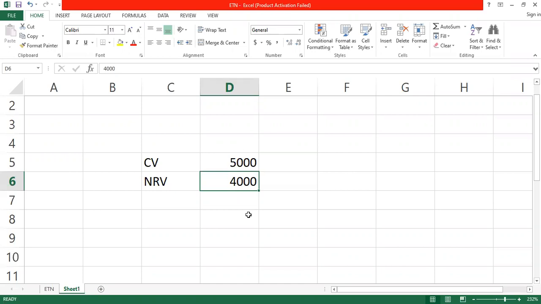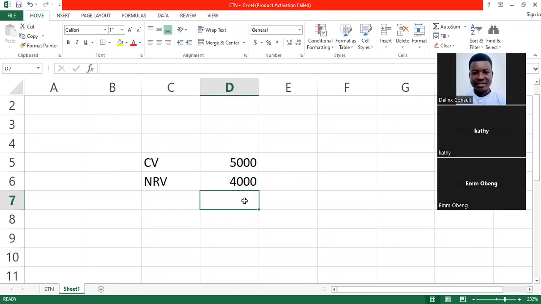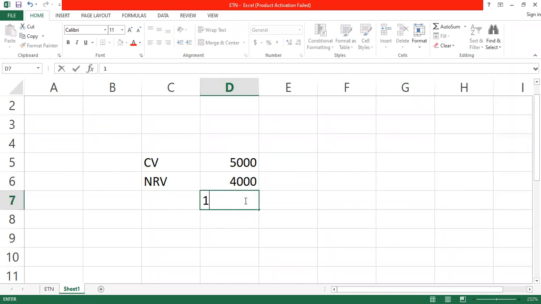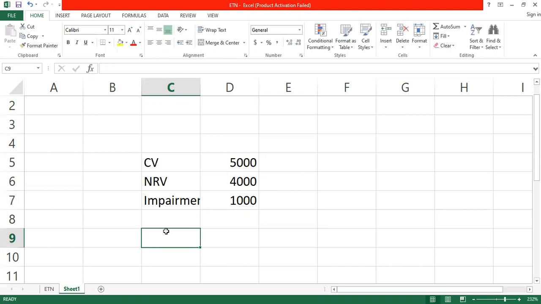4,000. Okay. That 4,000, then the difference, which is 1,000, what happens? You expense it. The asset has impaired. That will be considered as impairment because the carrying value is higher than the net realizable value.